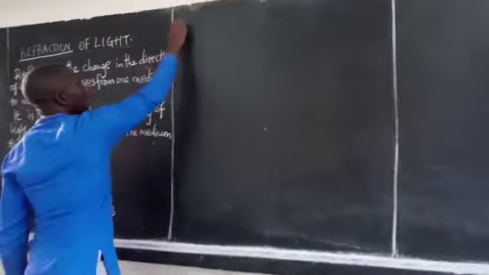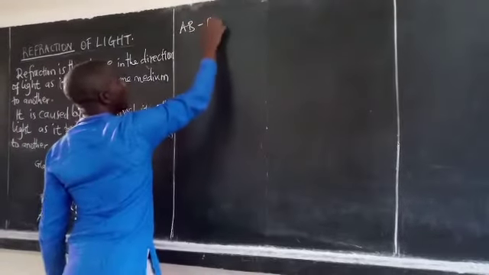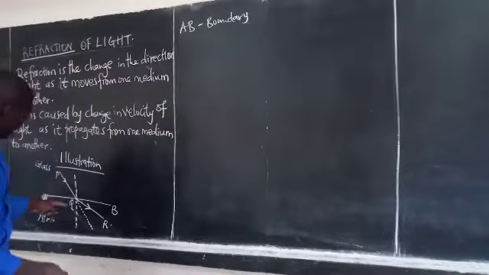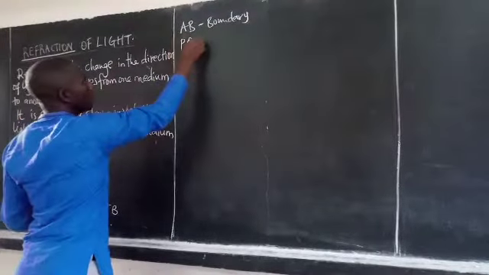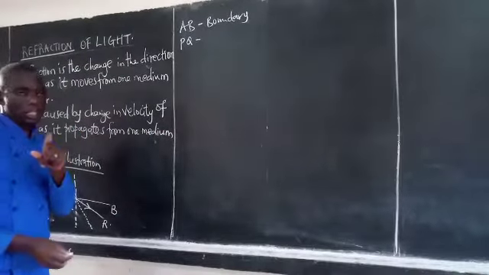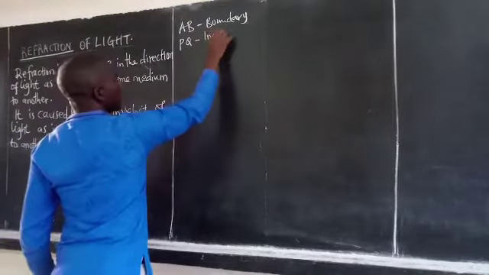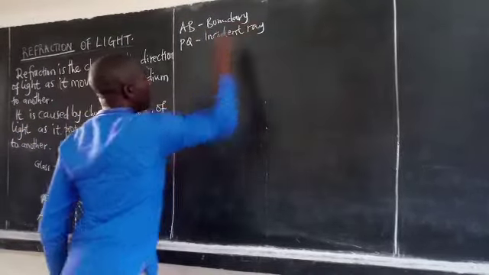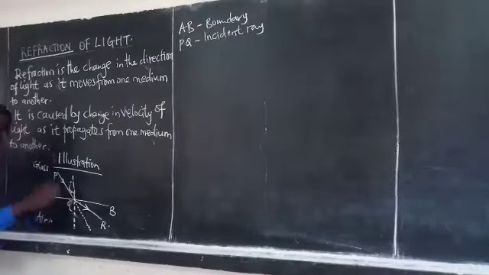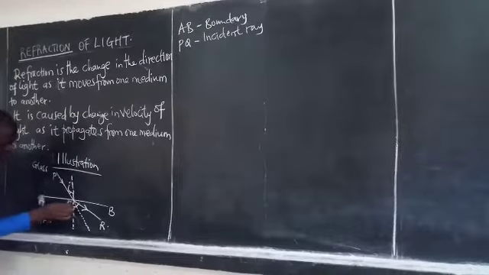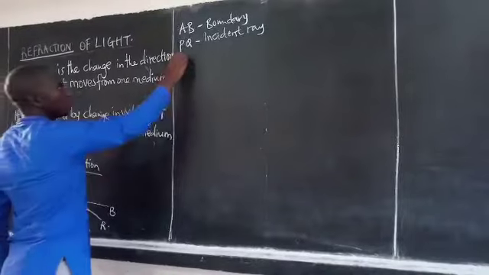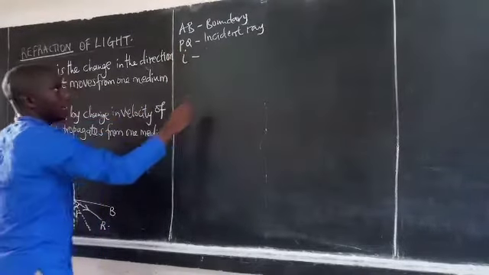So we can say that AB is the boundary. Then we have PQ. This is the incident ray. Remember, you also studied it in refraction. It is the same. Incident ray. Since the incident ray makes a certain angle here, that we normally call I. So what is angle I? Angle I is the angle of incidence.